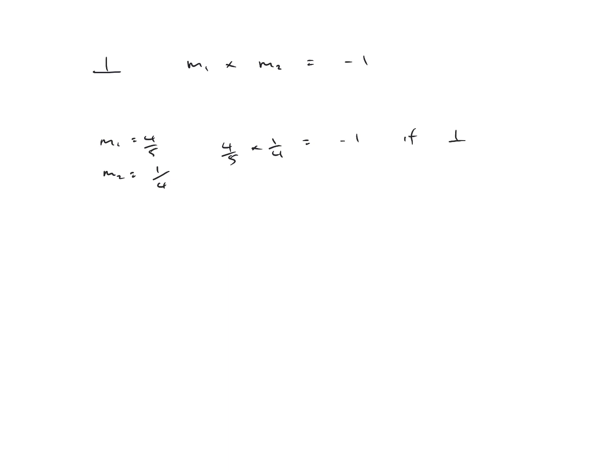Okay. And all we do then, as you can see here, the 4 and the 4 cancel. We get 1/5 is not equal to -1. Therefore, by contradiction, these are not perpendicular lines. I.e., we have contradicted this statement here at the beginning.